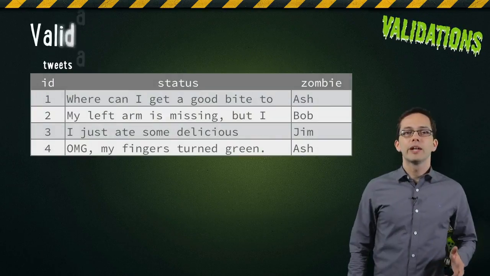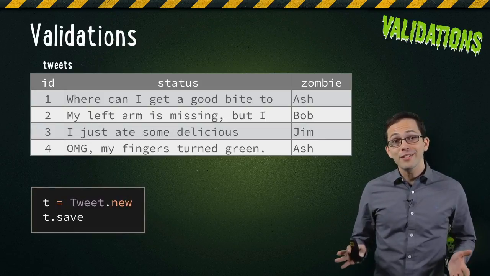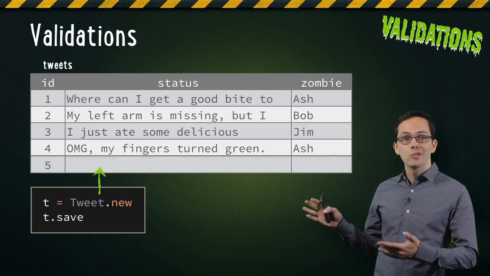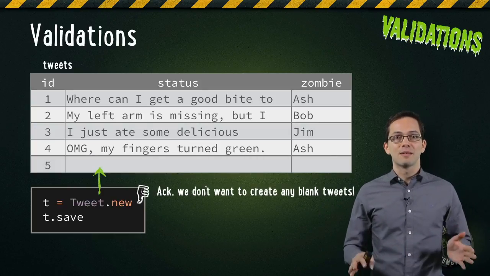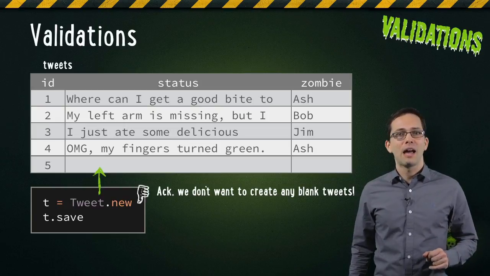What would happen if we created a new tweet and immediately saved it without setting any values? Well, it turns out it would still create a new tweet with a blank status and a blank zombie, which is not what we want. We don't want that in our database. So how would we fix this?